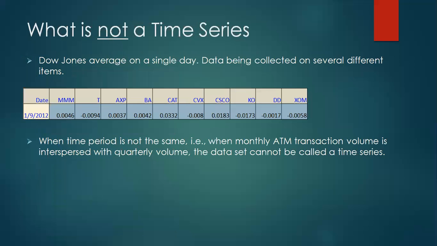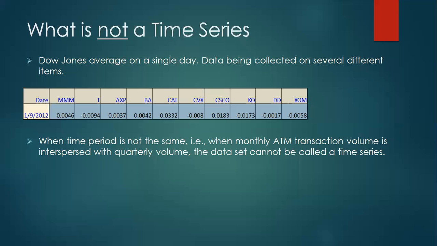What is not a time series? It is also important to know what is not a time series, so we don't fall into the trap of building models which are worthless. For example, look at this particular example of the Dow Jones Market Index for various different companies: MMM, AXP, BA, CAT. On a certain day of September 2012, this particular data has been captured. Now, this is not a time series because it has been captured only on one day and it is captured for various different companies. So this is a bad example of a time series. This is simply cross-sectional data and not a time series.